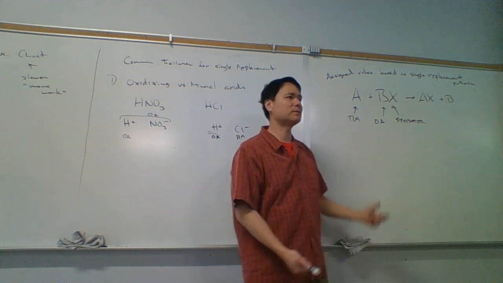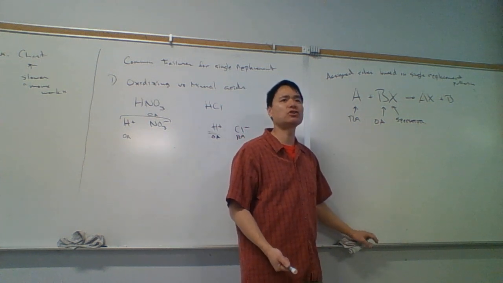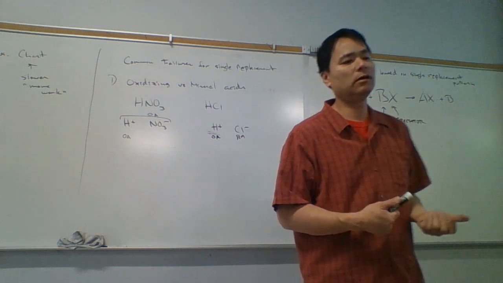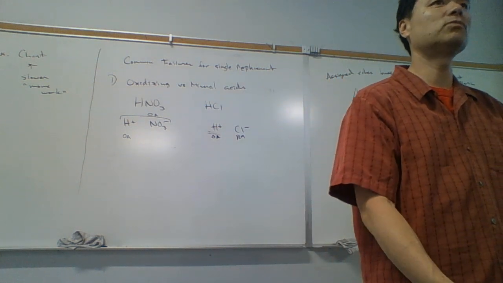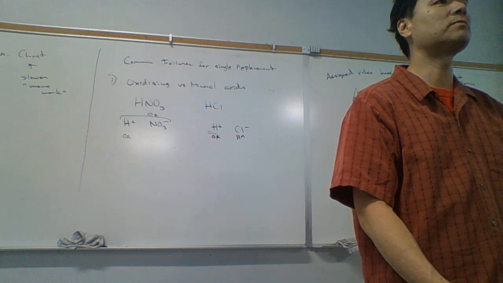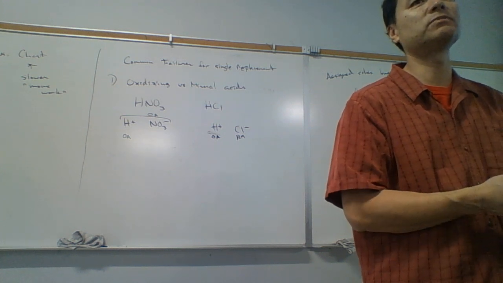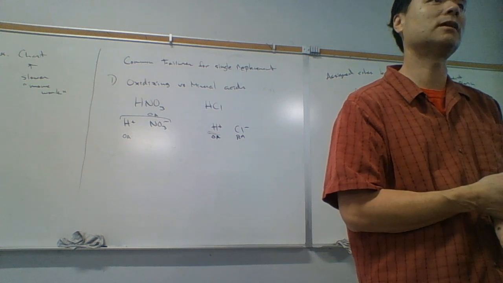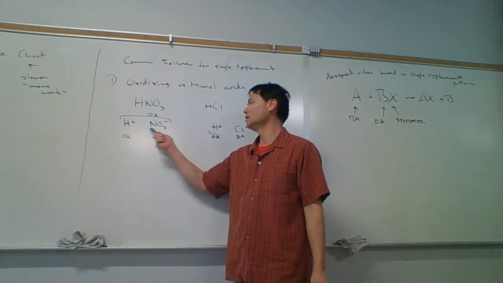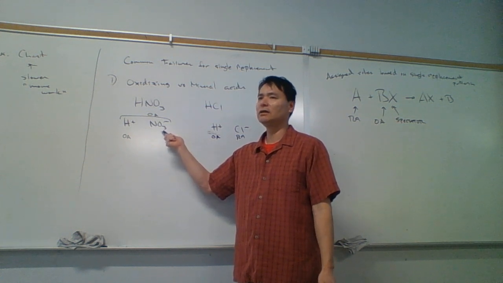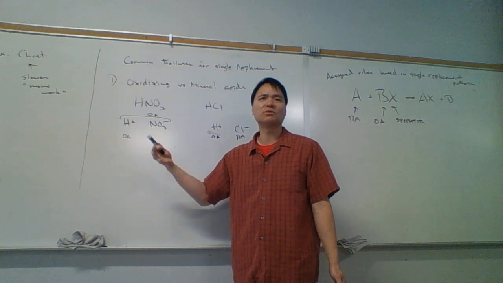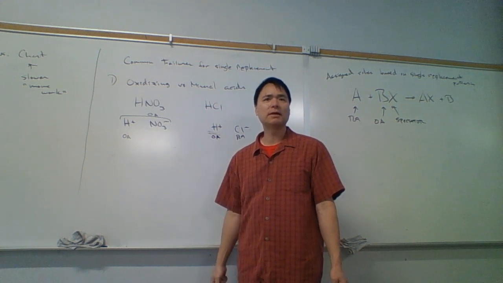However, the single replacement says nitrate cannot react. Nitrate must be a spectator. But do you think if nitrate's stronger than H plus, which one do you think is going to react? Nitrate. So the single replacement fails. The single replacement fails because X is not a spectator. When we're dealing with an oxidizing acid like nitric acid, the anion is a stronger oxidizer than the acid part, the H plus. Does that make sense?